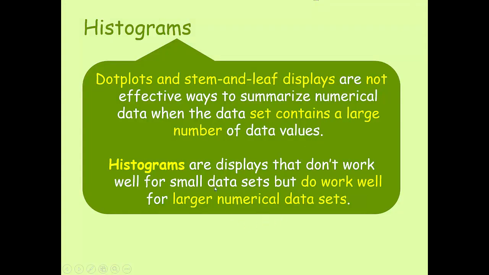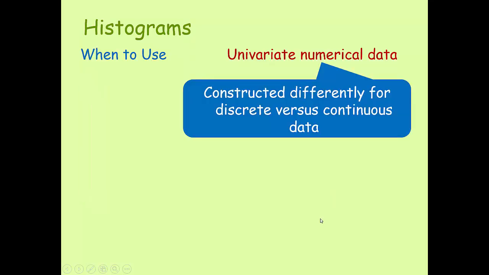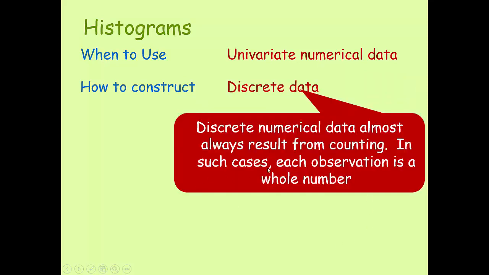Histograms, these are the big ones. This is the most important one that we're going to use a lot in this class. The dot plots and the stem and leaf, they're okay when you have a smaller data set, but histograms are for when you have very large data sets. They're univariate, they're numerical. You construct these differently if you have discrete versus continuous.